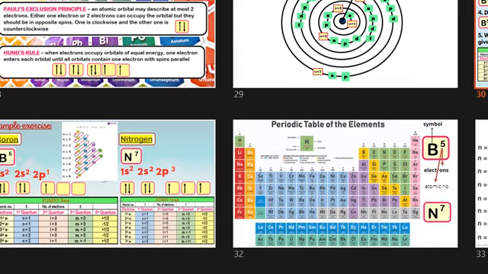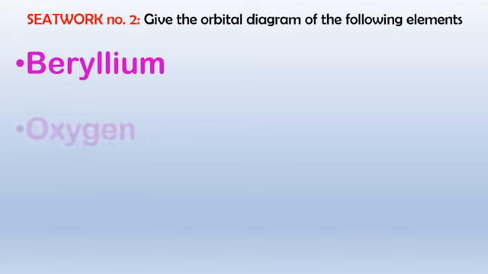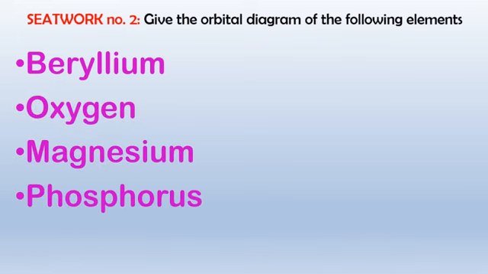Before proceeding to the next or final steps, let's have sheet work number 2, and that is to give the orbital diagram of the following elements: beryllium, oxygen, magnesium, phosphorus and chlorine. Again, 5 minutes will be yours to finish your sheet work number 2 and just send to me the photo of your work. Your timer starts now.